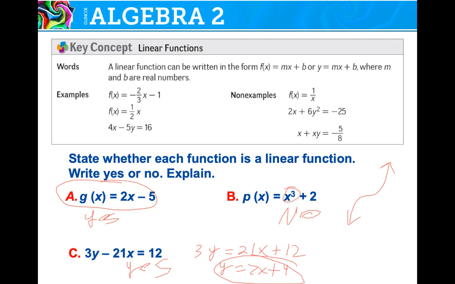So you're looking for, can I write something in y equals mx plus b? If you've got square roots or squareds or cubes or things, any other power like that, then it's not going to work.